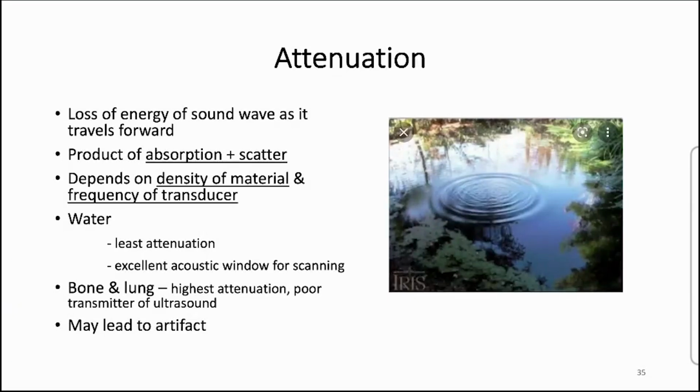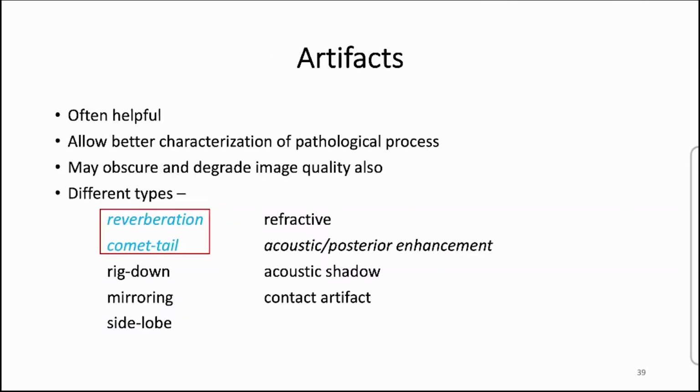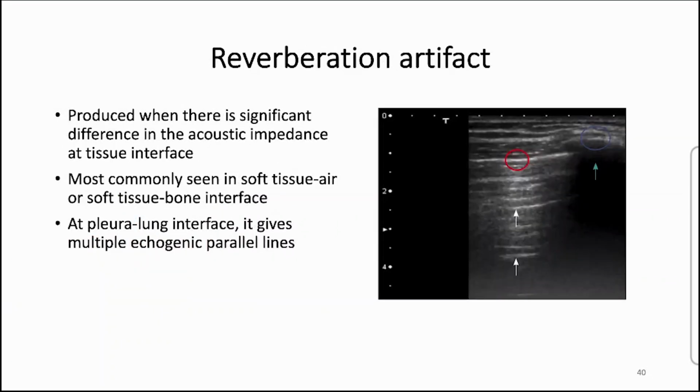There are different types of artifacts, but among them two important artifacts, the reverberation artifact and the comet-tail artifact, are very important for the diagnosis of different lung pathologies. The reverberation artifact is nothing but the reflection of sound wave. When the sound propagates forwards, it is reflected by the pleura-air interface, and then reflected back, and it produces equidistant parallel lines. The red circle is the pleura, and the parallel lines are the reverberation artifact. This is called the A lines.